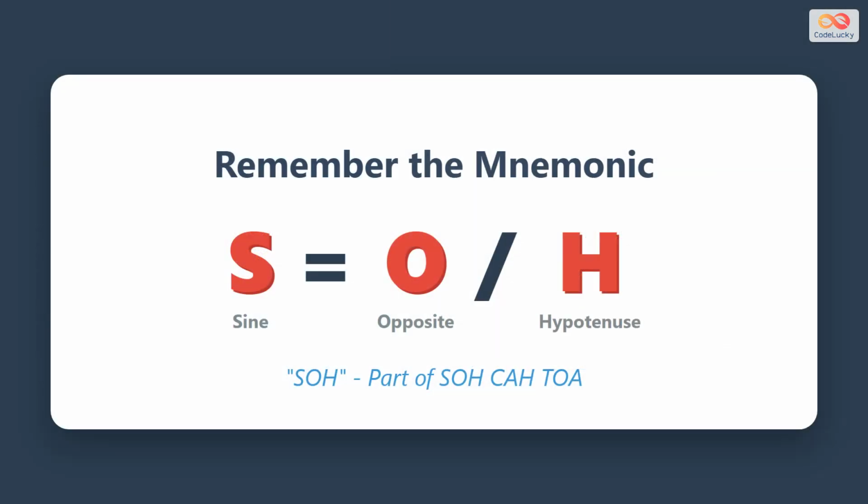To remember how to calculate sine, we use the first part of the famous mnemonic SOH CAH TOA. The part we care about today is SOH. This stands for sine equals opposite over hypotenuse.